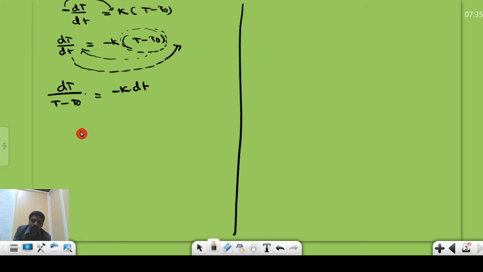To get the temperature of the hot body at a given instant, after time t is completed, we need to integrate this equation with suitable limits. Here we are integrating with the temperature of the hot body. What is the initial temperature of the body? It is T1. What is the final temperature of the hot body at that time? It is T. What is the initial time of the observation of the experiment? It is t equal to 0. What is the final time when the experiment is completed? That is equal to t. If you do this integration, you can easily get the equation.